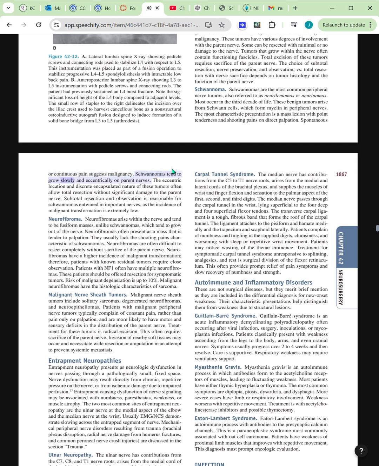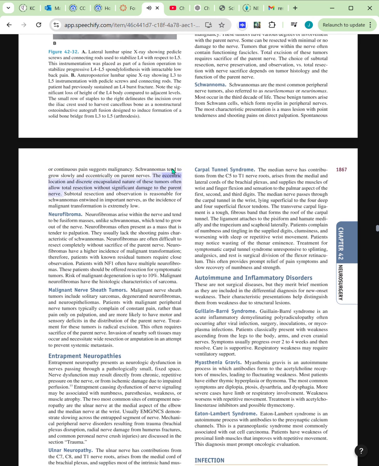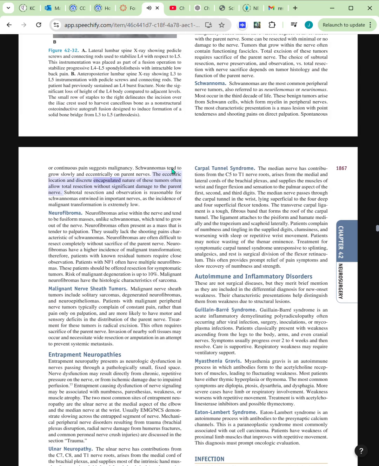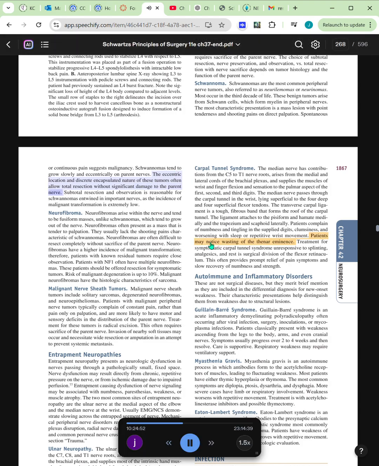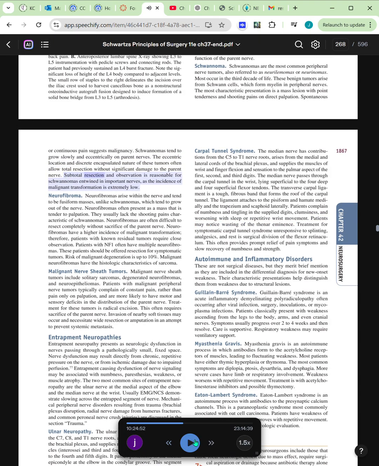Schwannomas tend to grow slowly and eccentrically on parent nerves. The eccentric location and discrete encapsulated nature of these tumors often allow total resection without significant damage to the parent nerve. Subtotal resection and observation is reasonable for schwannomas entwined in important nerves, as the incidence of malignant transformation is extremely low.